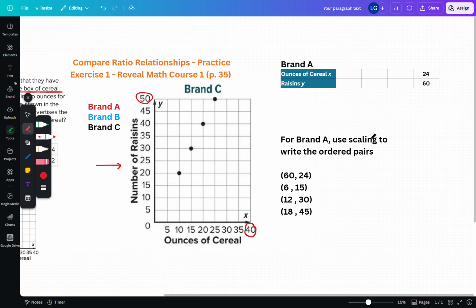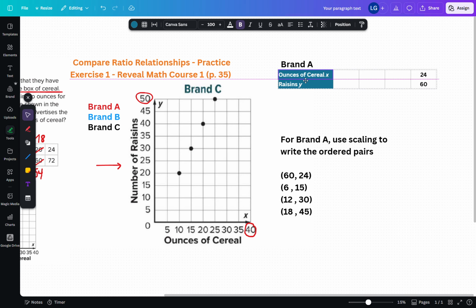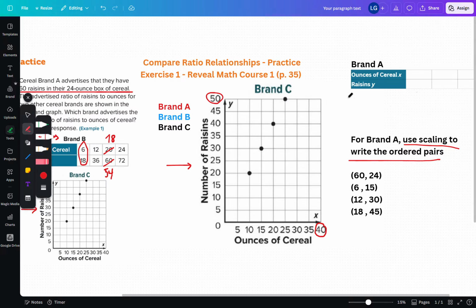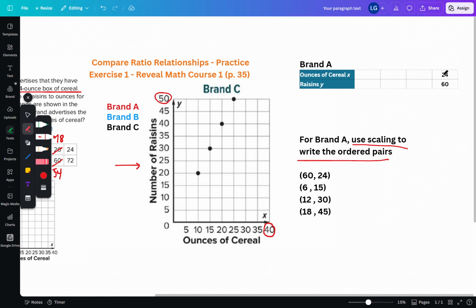To do so, I need to generate the equivalent ratios. I need to maintain the ratio so that I can solve this problem. And for brand A, we're going to use scaling to write the ordered pairs. Scaling is the process to generate equivalent ratios when we have one ratio. For example, the ratio that I have here is 24 ounces to 60 raisins. We have it here.